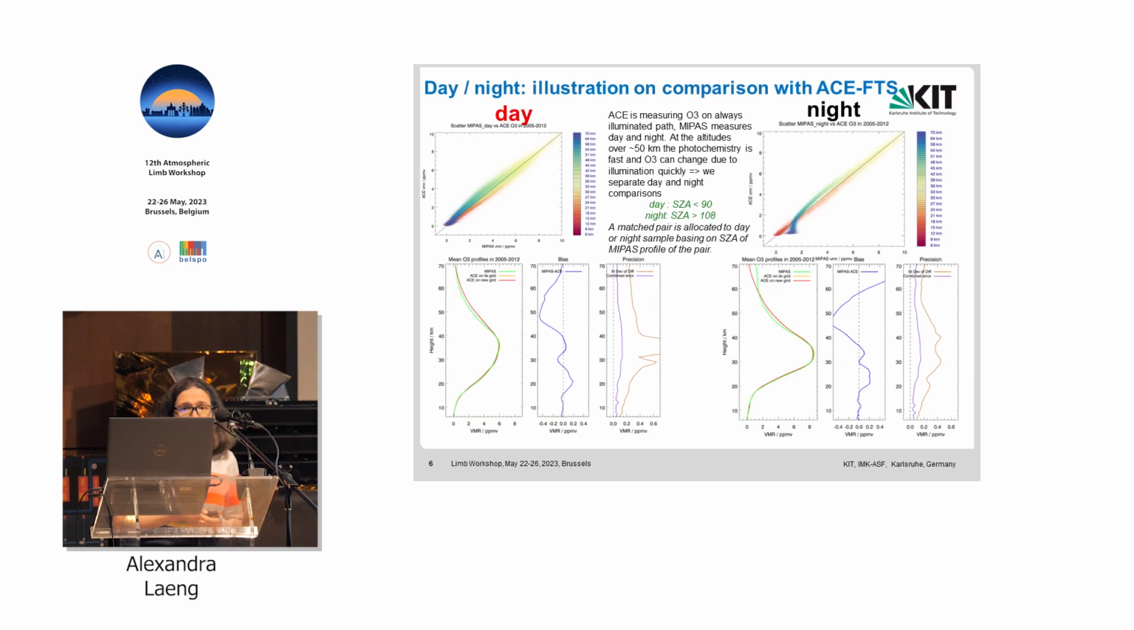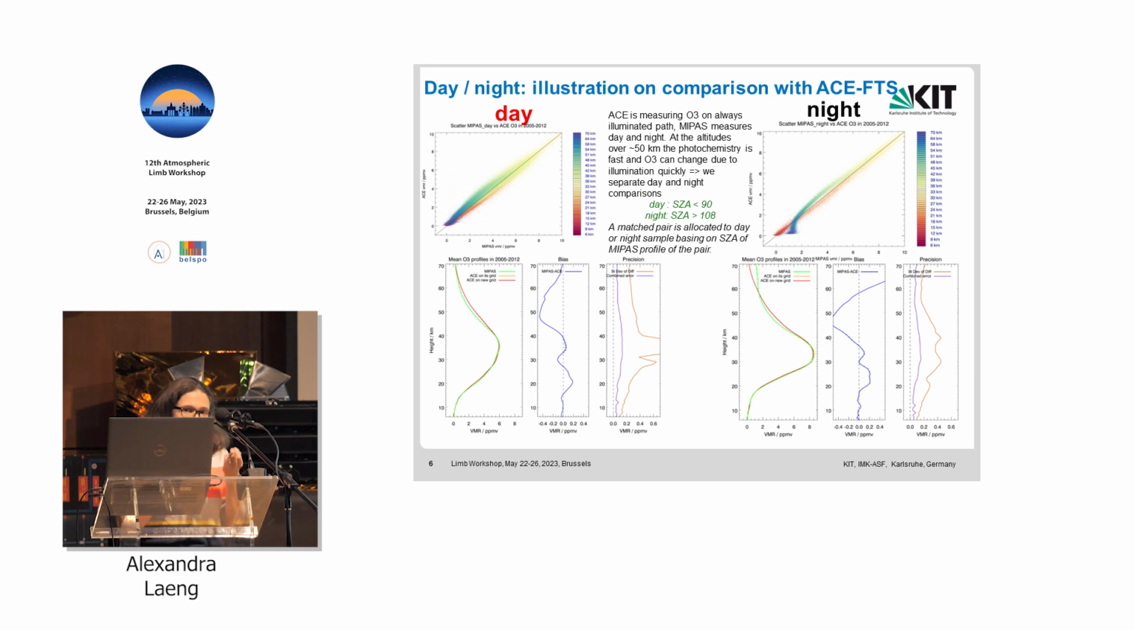So what it gives for the ozone. Here is the illustration of the comparison with ACE. ACE is measuring ozone on always illuminated paths. MIPAS measures day and night, and at altitudes over 50 kilometers, the photochemistry is fast, and ozone can change quickly due to the illumination. So the first idea is to separate day and night, but there is a caveat in this. When I say we separate day and night by the solar zenith angle, the question is, solar zenith angle of what? In the matched pairs, you have a MIPAS measurement and an ACE measurement.